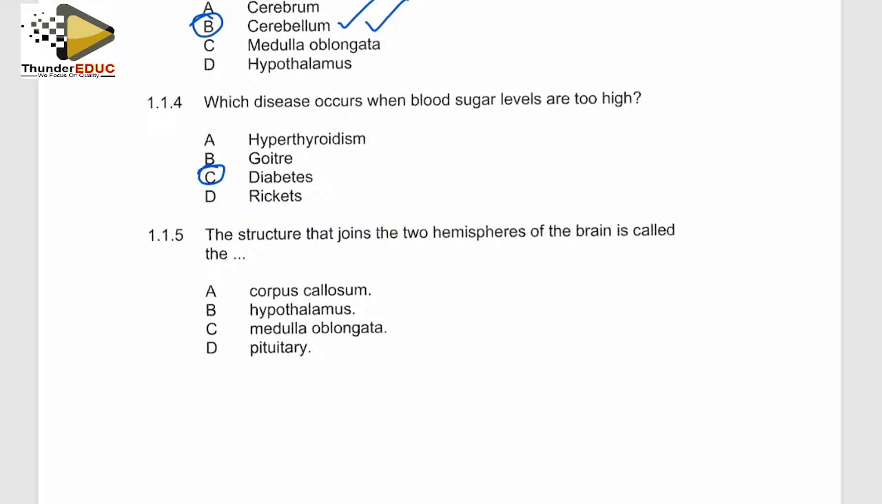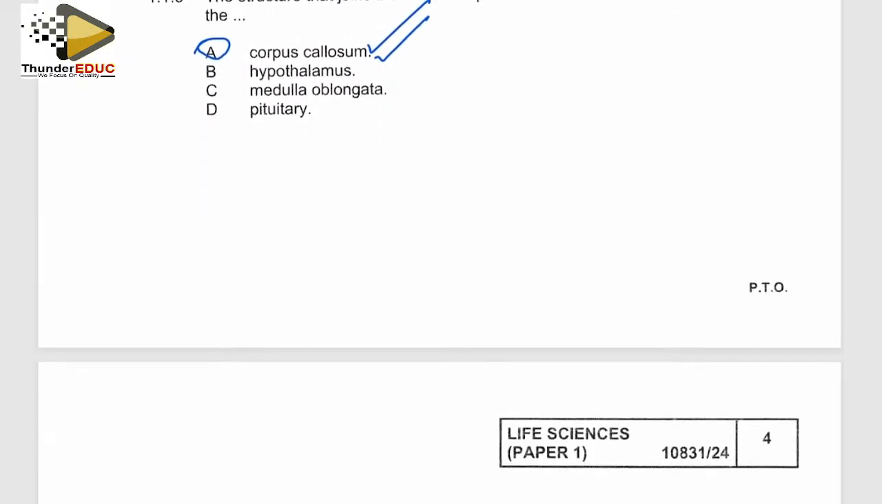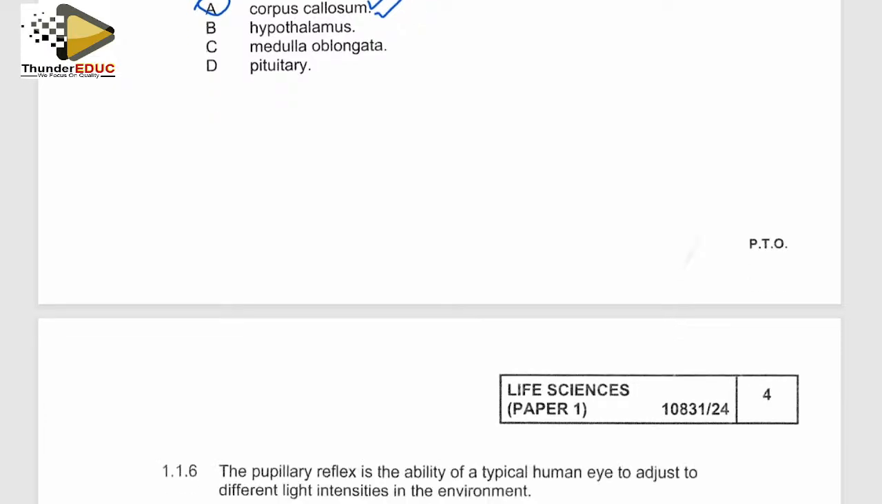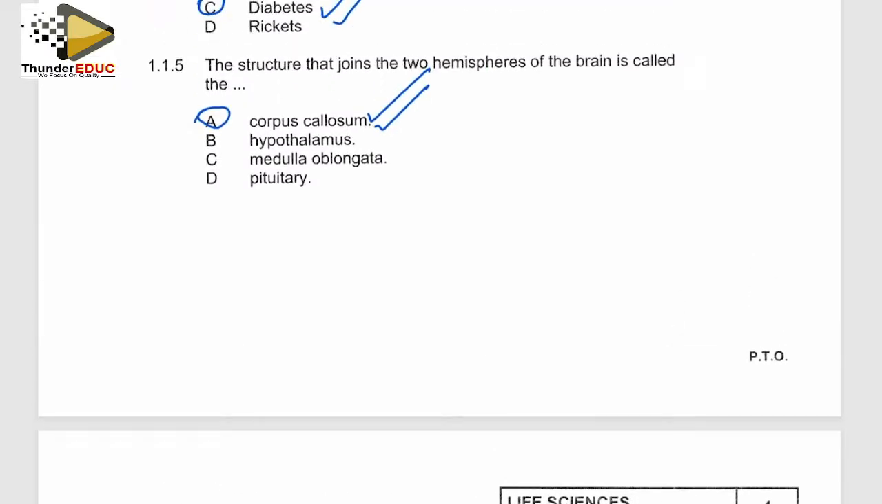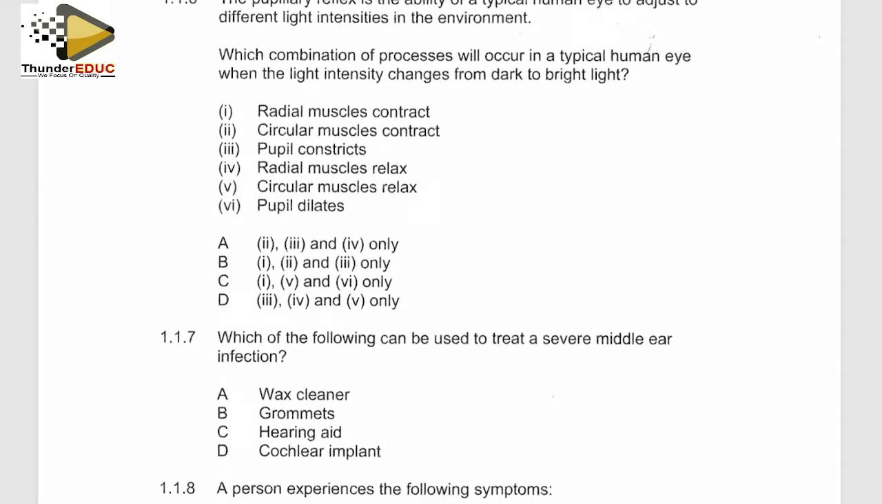Question 1.1.5: the structure that joins the 2 hemispheres together. We talked about it. We said it is the corpus callosum. So you get 2 marks there. So here you got all those 2 marks, which means that you got 10 out of 10 in that small section. Then you go to 1.6.